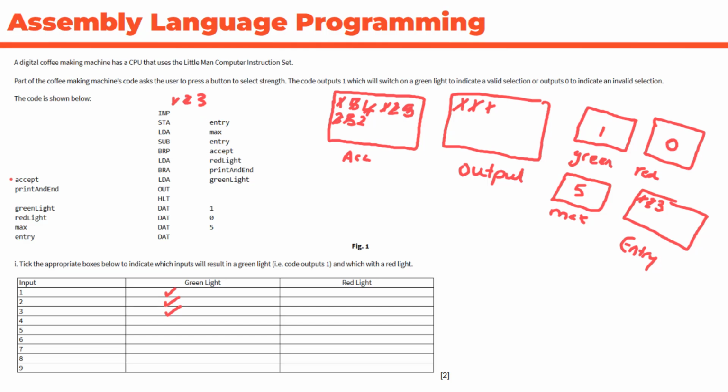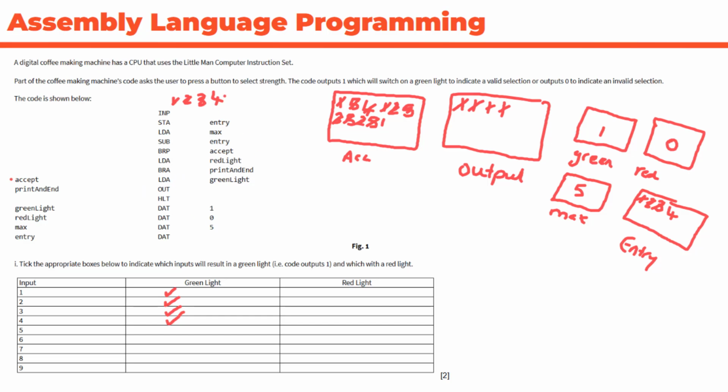Okay, so input 4, STA entry, 4 goes in entry. We load max again. I'm going to subtract the entry, which is 4 taken from 5, and that gives me 1 left over. Is it positive? Yes, it is. Jump to the accept and load the green light. Yep, load the green light. Wonderful. And then we move on.